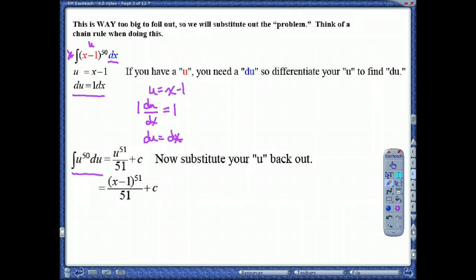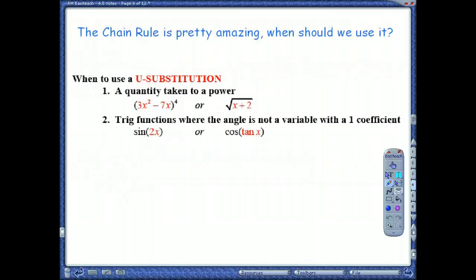We go ahead and take the integral, add 1 to the exponent, divide by that same amount, plus c. Remember, any indefinite integral is going to have that plus c, that constant. And then we do have to substitute out. If we didn't start with u, we won't end with u. So if you're substituting out x's, you also have to substitute out the dx's. So the chain rule is pretty amazing, but we want to make sure we're using it correctly.